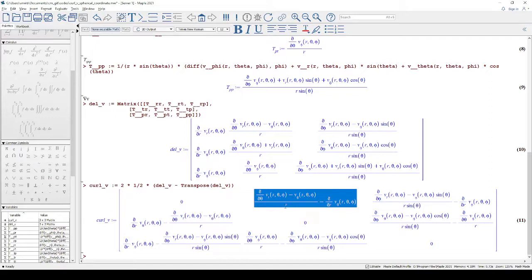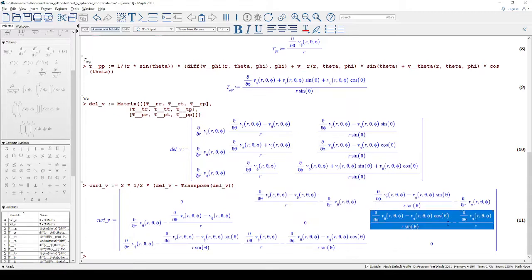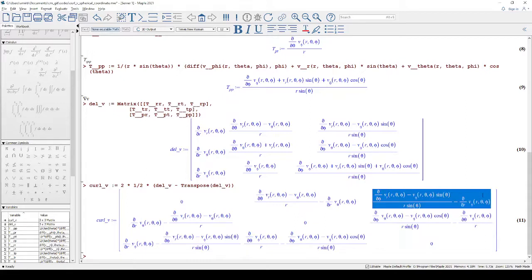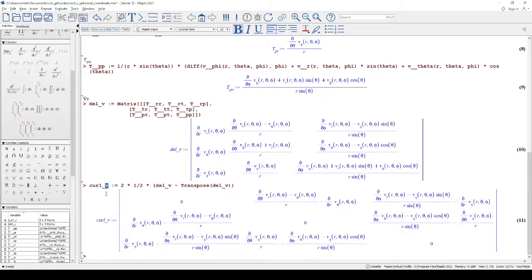So it is E phi, and 2, 3 here gives the first component of the vector, so it is ER, and this one is basically the second component of the vector for the curl V, so it is E theta. And essentially you know that if you have a vector and you apply the curl operator on it, you will get another vector.